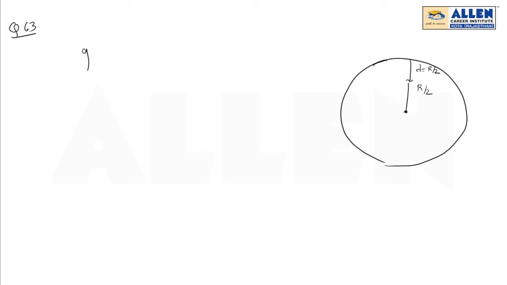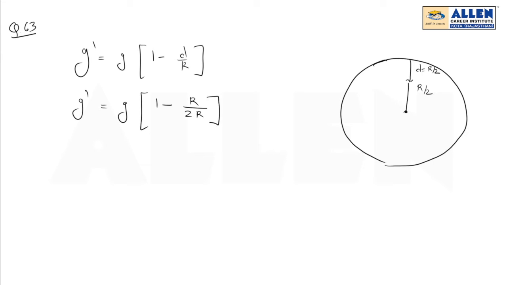So, we know that g dash is equal to g times (1 minus d by r). Now simplify the equation, put the values, d is equal to r by 2. So after simplifying it, we will get g times (1 minus 1 by 2), which is equal to g by 2.